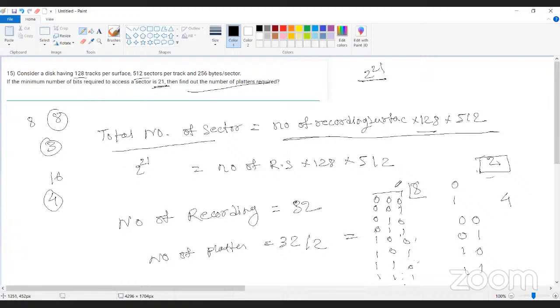Okay. Any doubt in this question? So conversely, if you give us the sectors and ask us to find the number of bits, it will be log of the sectors. Yeah, it will be log.